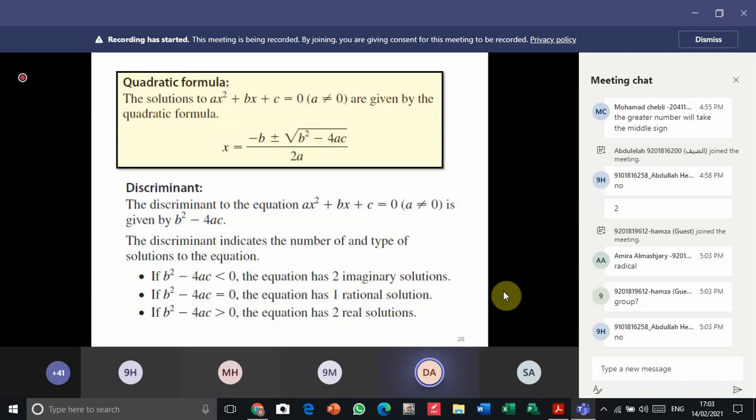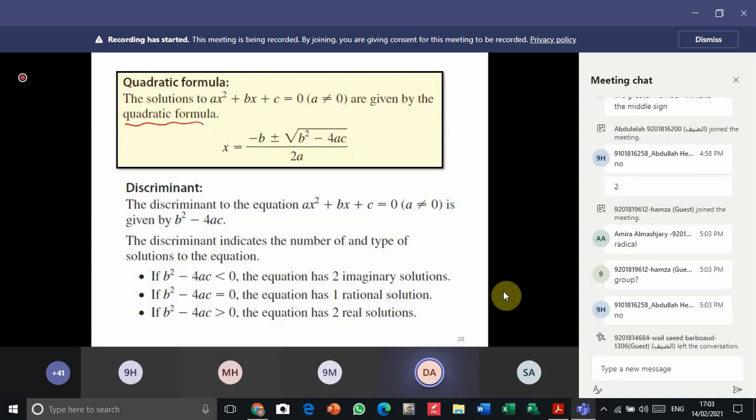Okay. Sometimes we need to find the solution by the quadratic formula. If we have ax squared plus bx plus c equals 0, we can solve the quadratic equation by the quadratic formula.